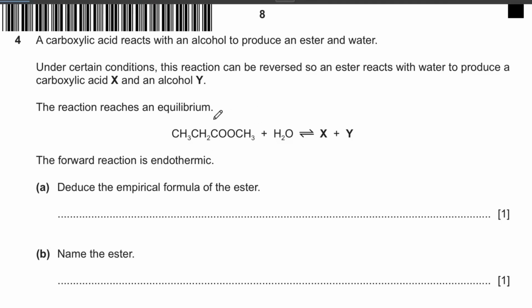So this is the ester. For us to get the empirical formula, we need to get the molecular formula. So the molecular formula is going to be carbon. How many carbon do we have? 1, 2, 3, 4. And then hydrogen. How many hydrogen do we have? 3 plus 2, 5 plus 3, 8. And then oxygen, we have 2 oxygen, 1, 2. Now this is the molecular formula.